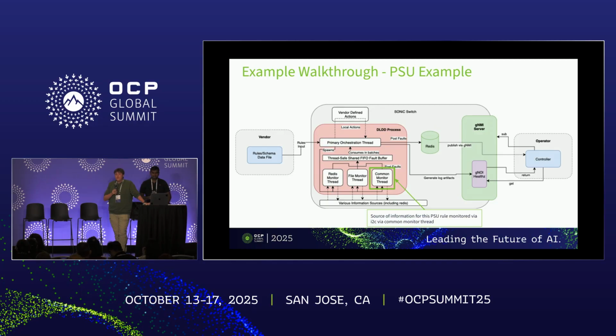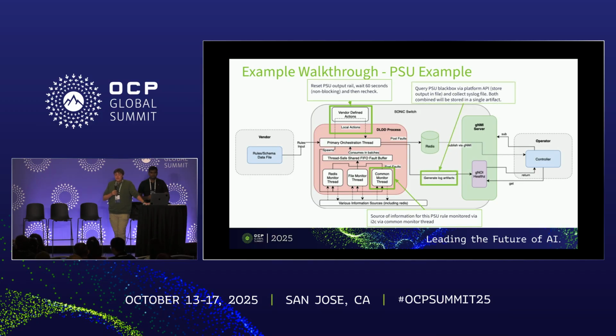When that fault is identified, it's pushed into this thread-safe buffer. The primary thread will consume it and then perform a local action. In this case, say we would reset some output power rail on the switch to attempt to correct and reset this PSU to get it back into an operational state. If that doesn't work, it then will push the information into Redis and generate this log telemetry via the health-Z, and would be later consumed by this Openconfig-gNMI stuff, which Shashank is about to talk about.